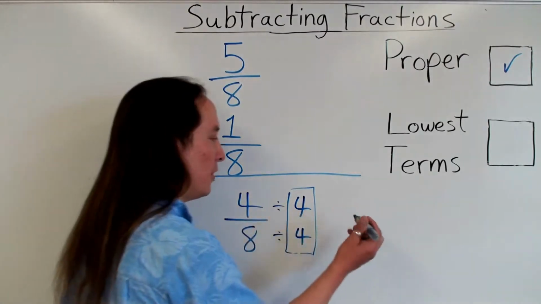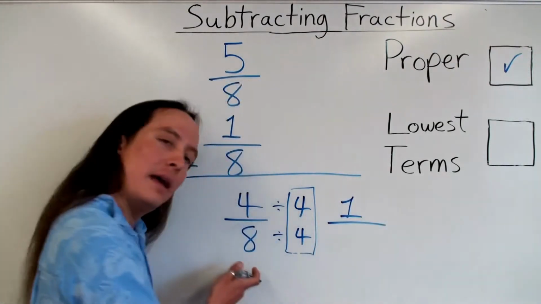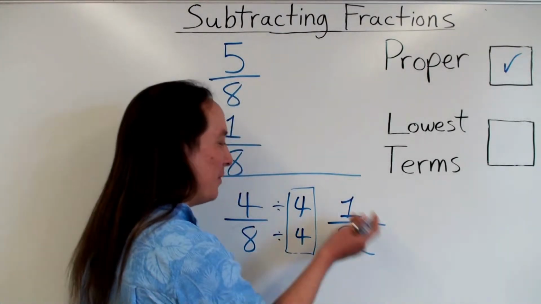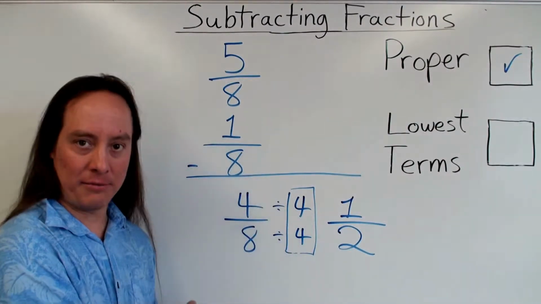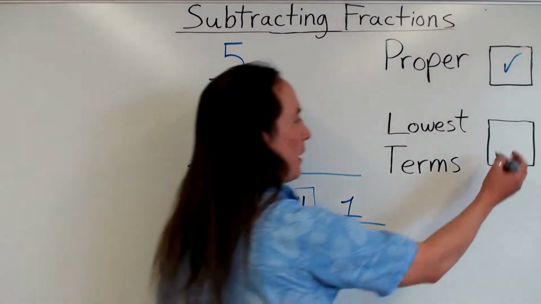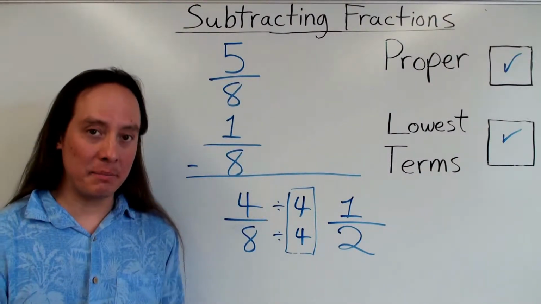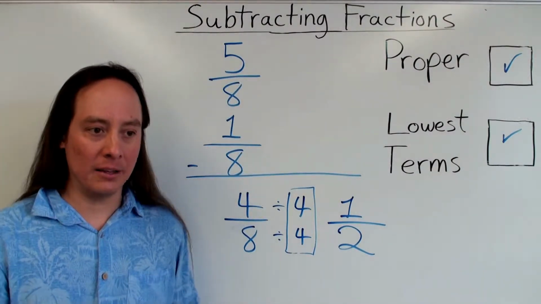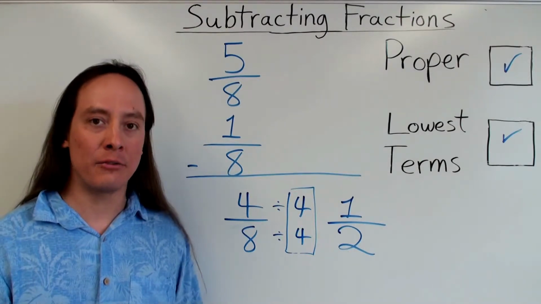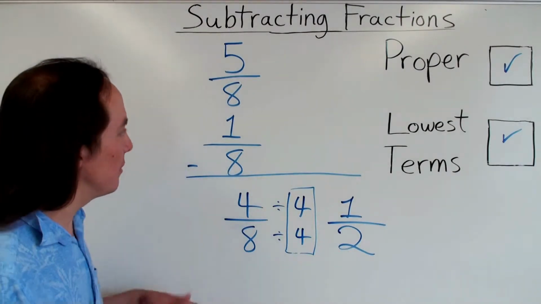But anyway, 4 divided by 4 is 1. 8 divided by 4 is 2. 1/2 is the lowest term of this fraction 4/8. So that's our lowest term. Okay, so that's essentially it. That's basically the bottom line concept of what subtracting fractions is all about. You just need a common denominator.